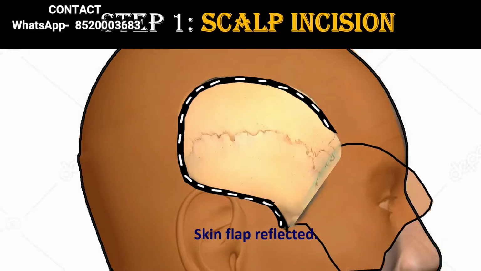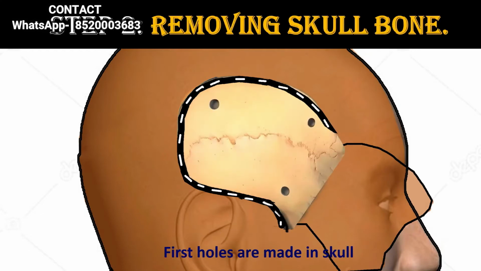After completing, the skin flap is elevated forward. Once the skin flap is elevated, what you are seeing here is all the skull bone. The next step, the second step, involves removing the skull bone. As you all know, the skull bone is a very strong structure. It's a very strong bone. So to remove the skull bone, as a surgeon, I use special instruments which make holes within the skull bone.